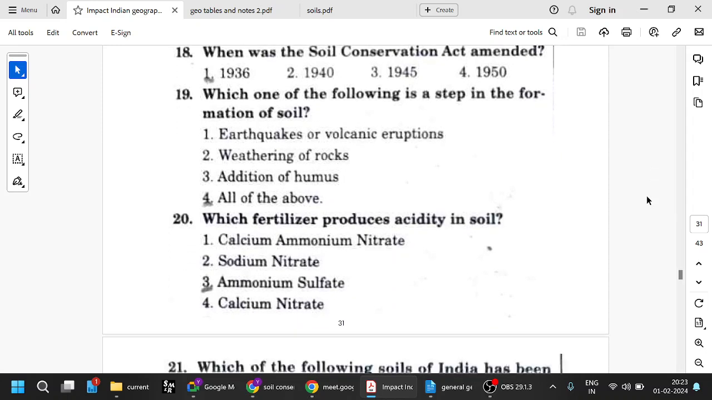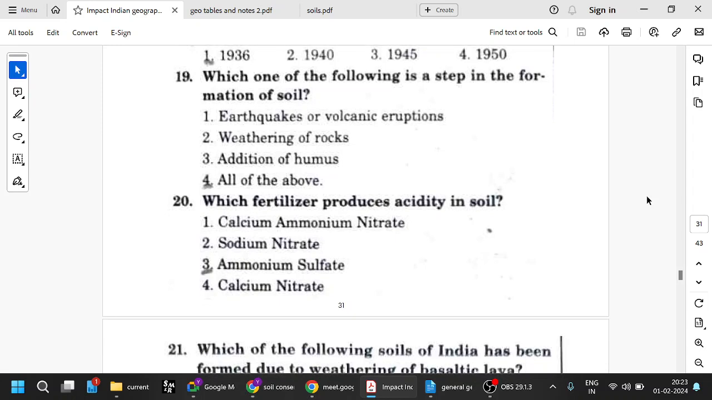So, which one of the following is a step in the formation of soil? So, all the above. Volcanic eruptions, earthquakes, weathering of rocks, addition of humus, all these are reasons for the formation of soil. And soil is formed over many years. Which fertilizer produces acidity in soil? So, ammonium sulfate. Remember that. Ammonium sulfate is the fertilizer which produces acidity.